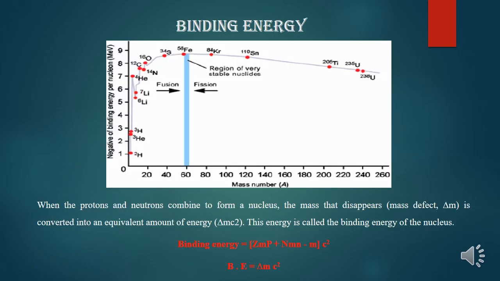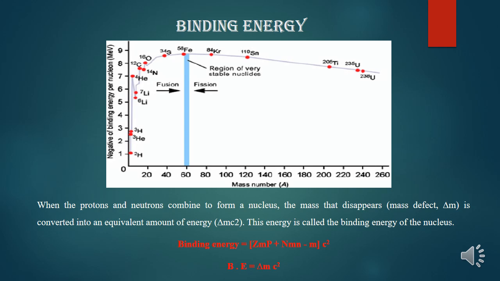Another property is the binding energy. When protons and neutrons combine to form a nucleus, some mass disappears, which is called the mass defect. This mass defect, the disappeared mass, is converted into an equivalent amount of energy. This energy is called the binding energy of the nucleus.